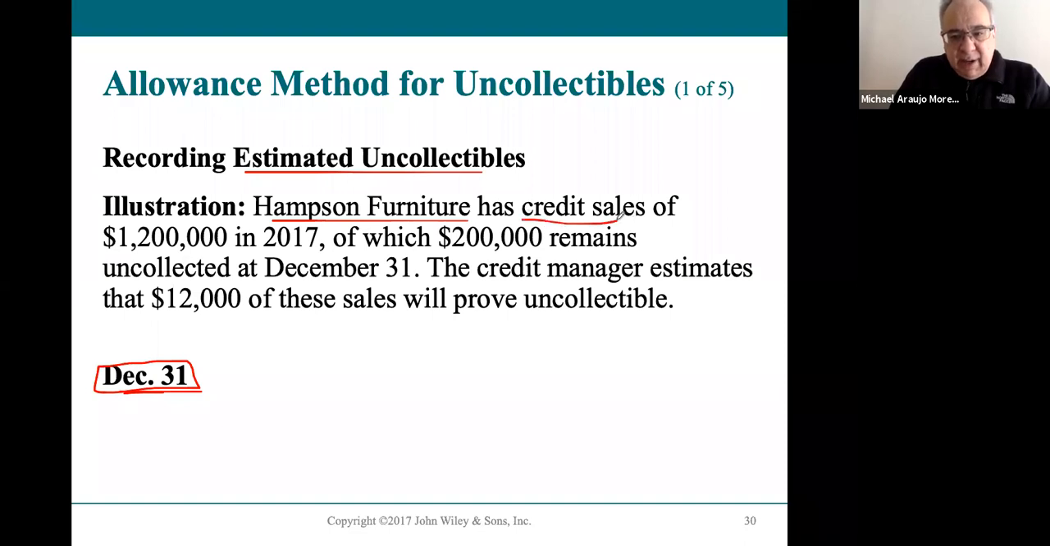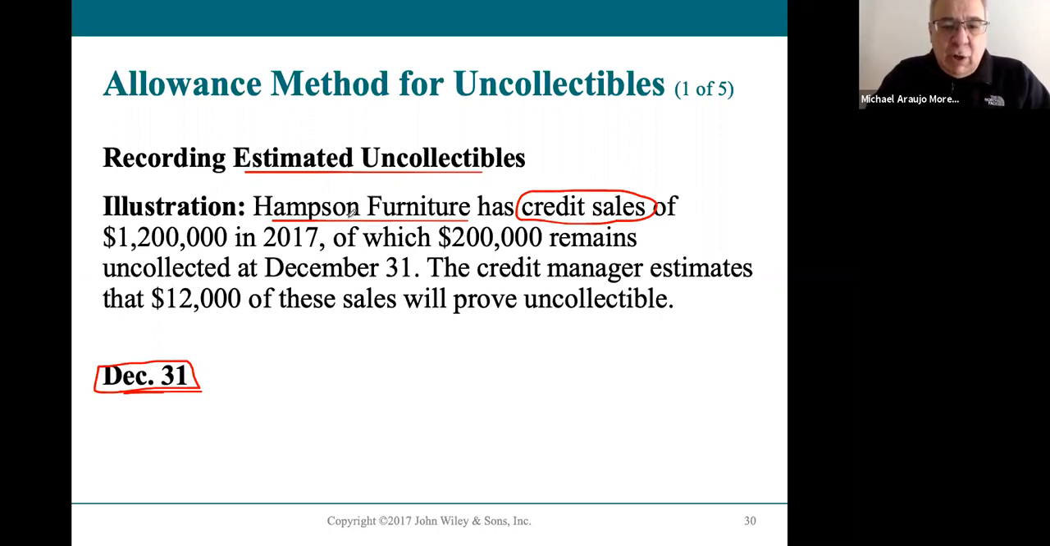Now, this is a very nice term to know. I don't know if you've ever heard of it before: credit sales. But credit sales is the same as selling on account. So when you see credit sales, it's a sale on account.